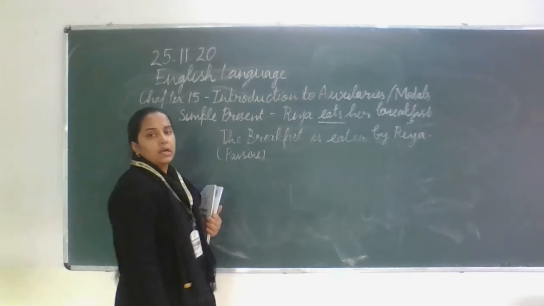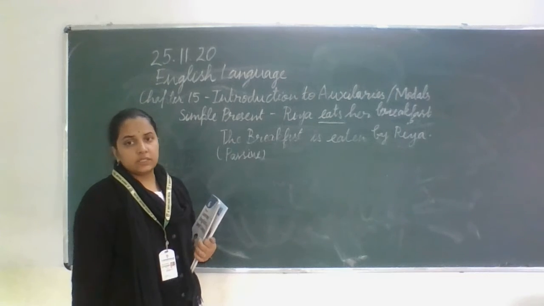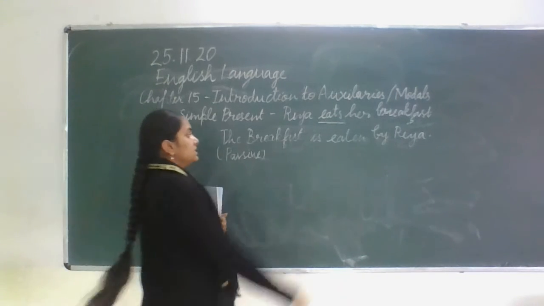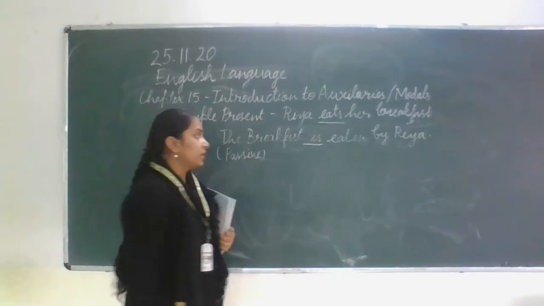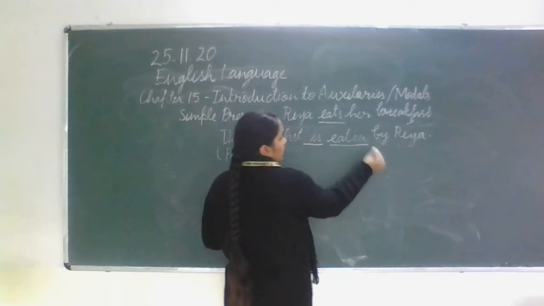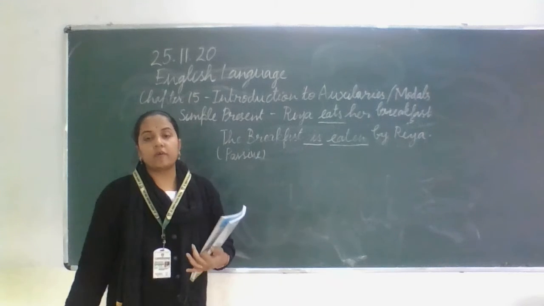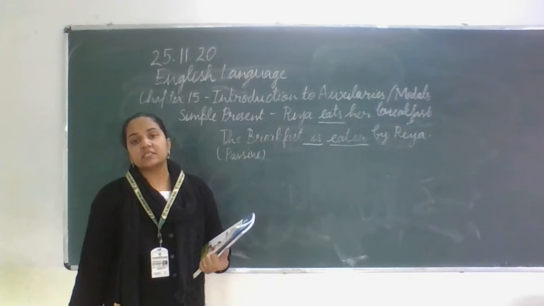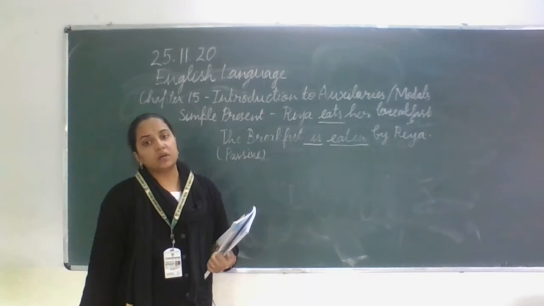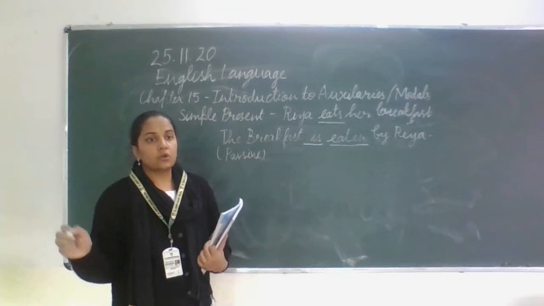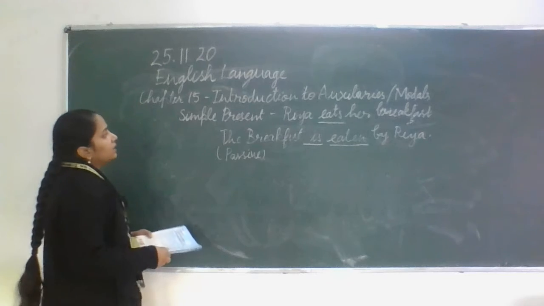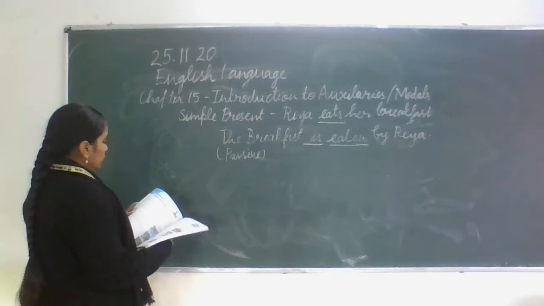So when we converted the active voice sentence into the passive voice sentence, we used is as the helping verb, whereas eaten is the main verb of the sentence. Eaten is the past participle of the base verb eat. Eat, ate, eaten. So this is the way the auxiliary verbs are used.